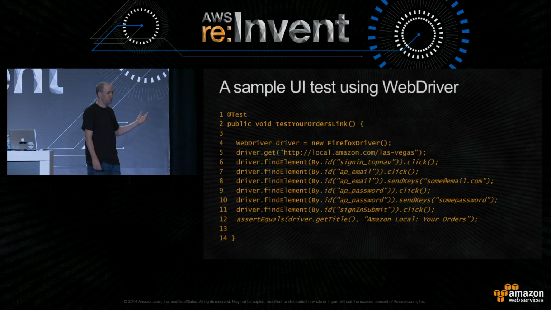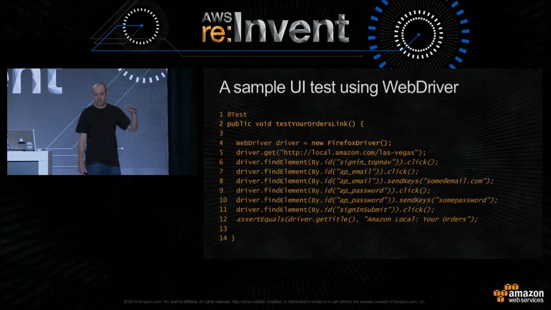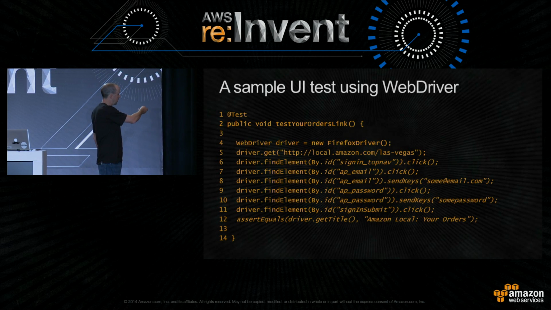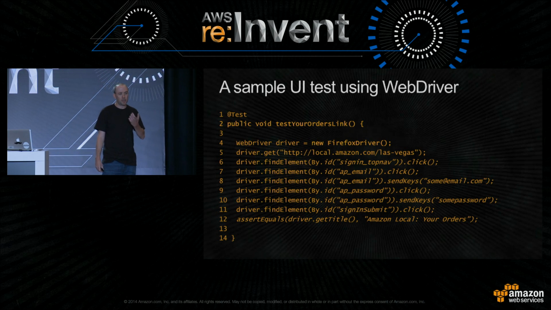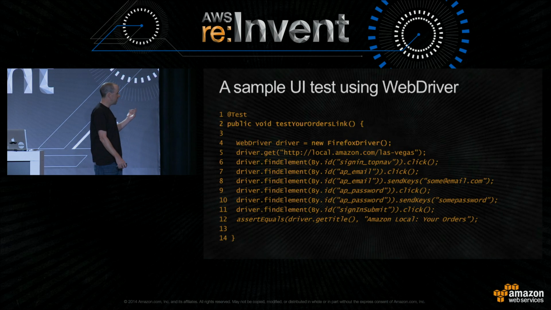In this test, I'm validating that I can click on the sign-in button and then get to the Your Orders page, and then I'm validating the title of the page. On line 12, this is what's called an assert, for those of you that aren't familiar with what asserts are. This is where I'm doing the actual check part of the test, where I'm saying, does this match this?